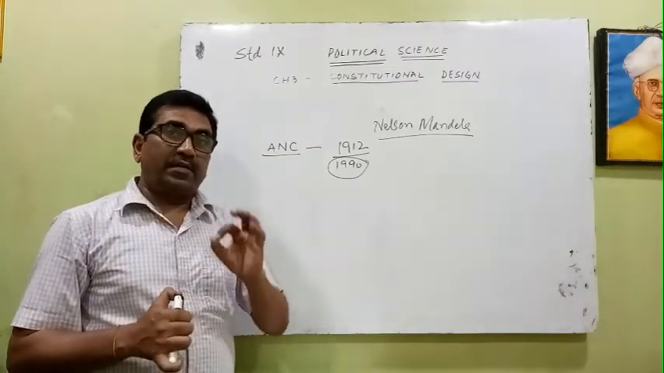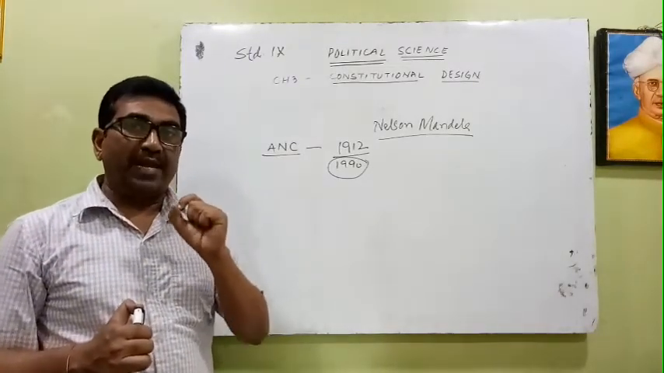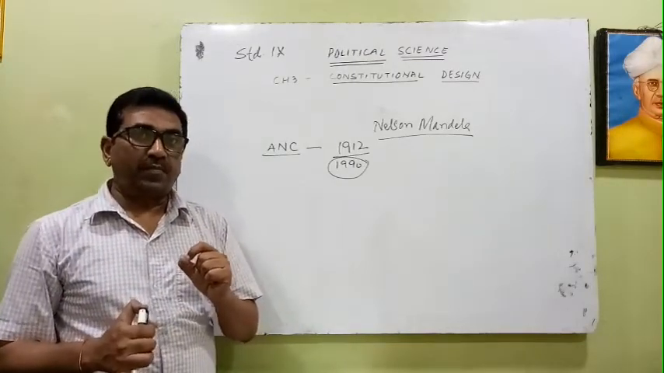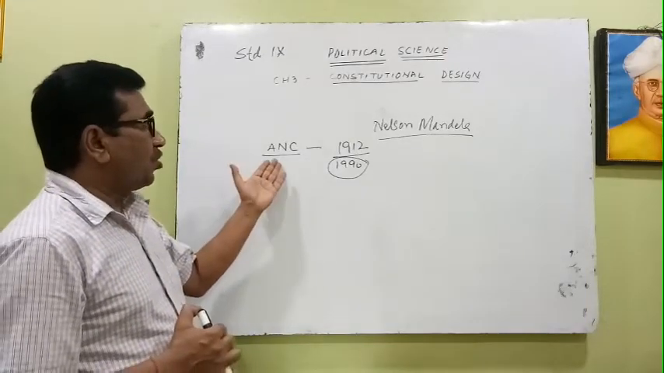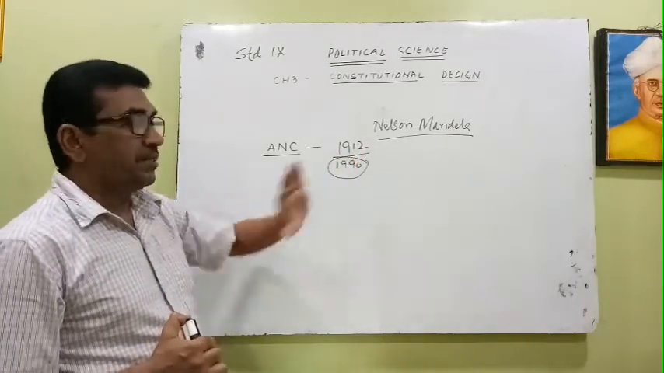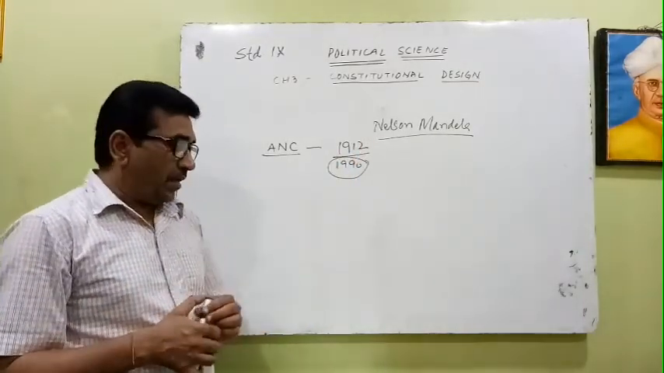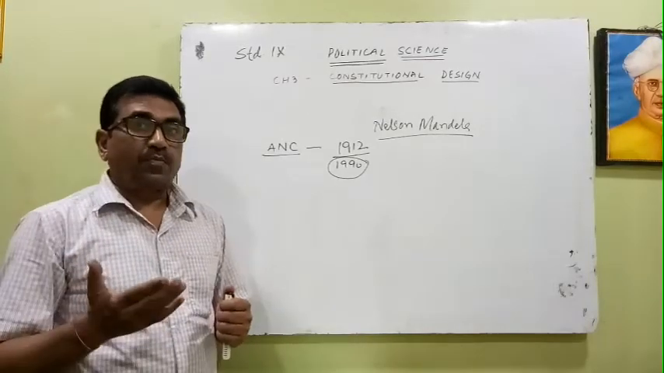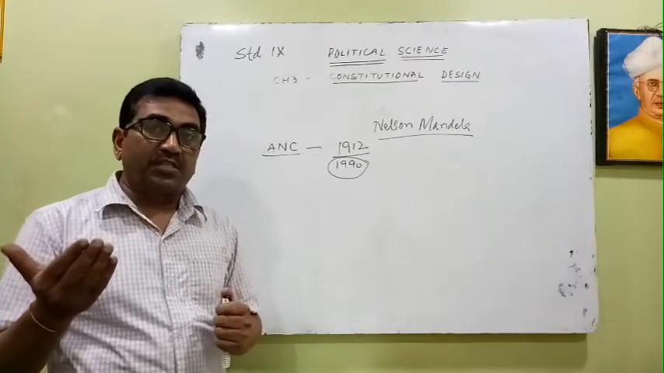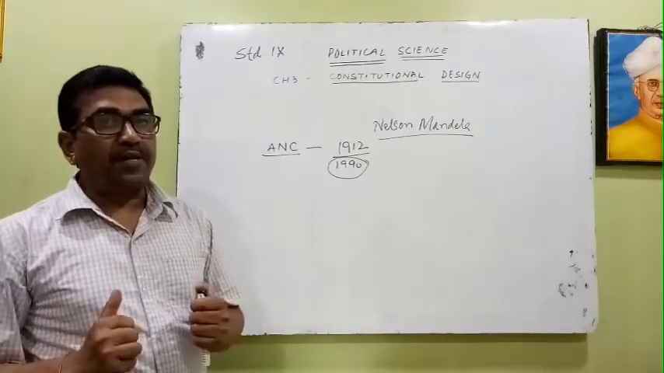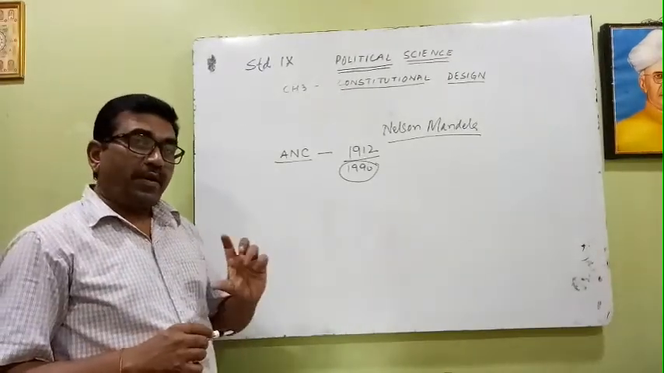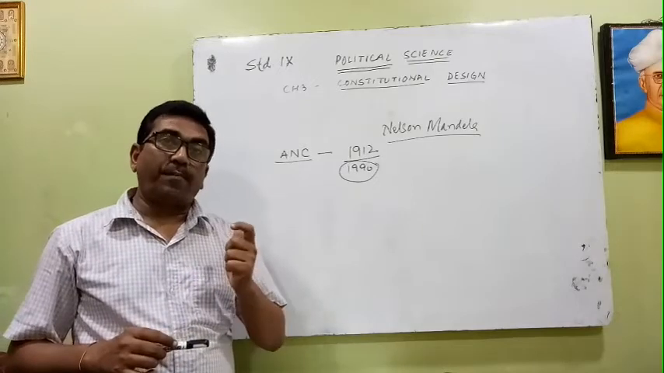Nelson Mandela, we can say, was the first black elected president of South Africa. He was the 11th president of the ANC, and its first president. How? He tried to go against the racial discrimination imposed by the British colonial government. What did he do? Nelson Mandela organized many campaigns.